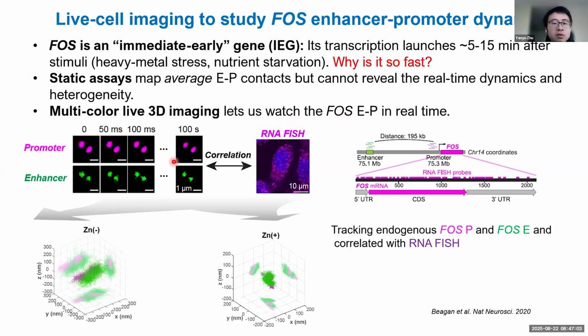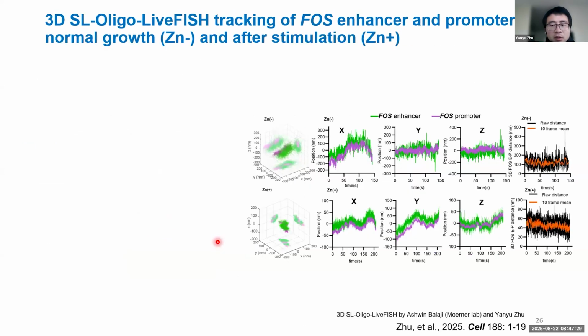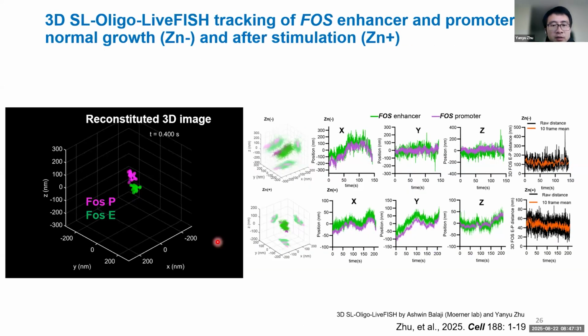So basically, we study the gene enhancer and the promoter dynamics in normal growth, when there is no stimulation, and also under stimulation by zinc, the heavy metal. And we wanted to study how their dynamics differ when the gene is transcribed and when it is not transcribed. So here is how it looks.